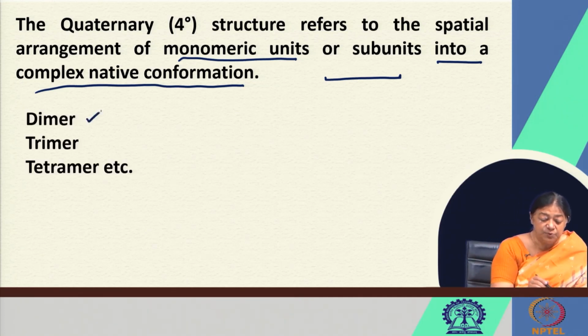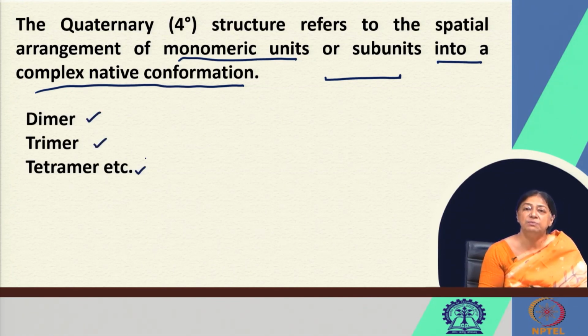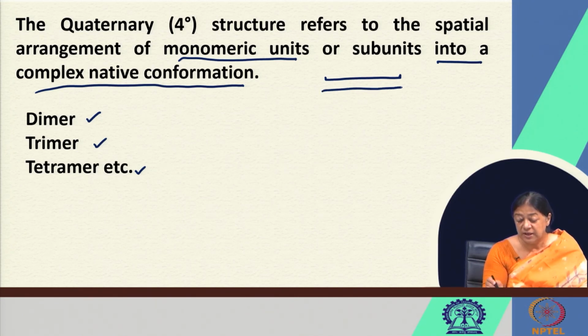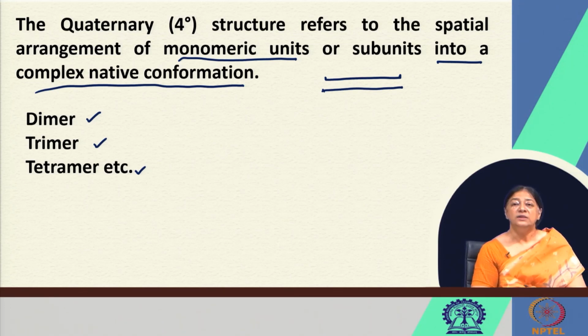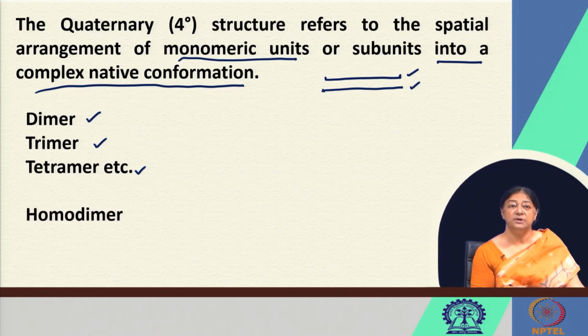We can have dimeric proteins, we can have trimeric proteins, we can have tetrameric proteins. As the name implies, when we have a dimeric protein, we would have two monomeric units, or rather two polypeptide chains that would come together to form the protein in its quaternary structure. In a trimeric protein, we would have three such monomeric units or subunits come together, and in a tetrameric protein we would have four.